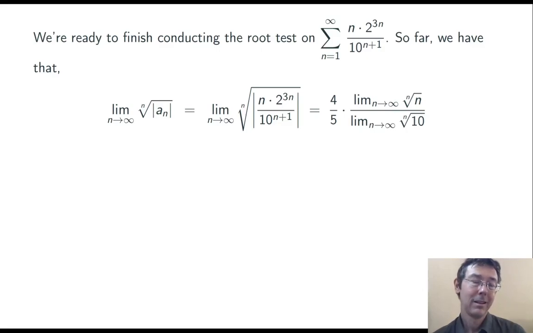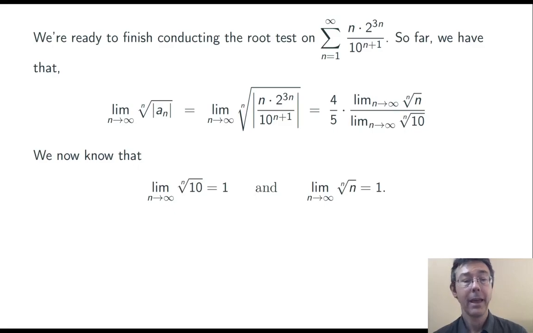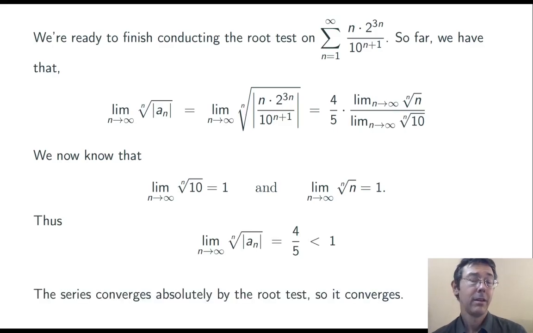Okay, now we're ready to finish this problem. Here's what we have so far. The limit of the nth root of the absolute value of a sub n is 4/5 times the ratio of these two limits. The top limit is going to be 1, and the bottom limit is also going to be 1. So overall, we're just getting 4/5. That's less than 1, and therefore this series converges absolutely by the root test, and therefore it converges.